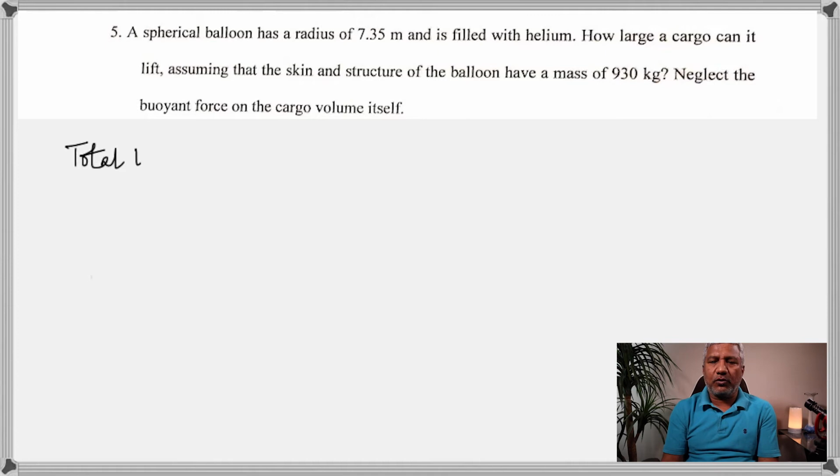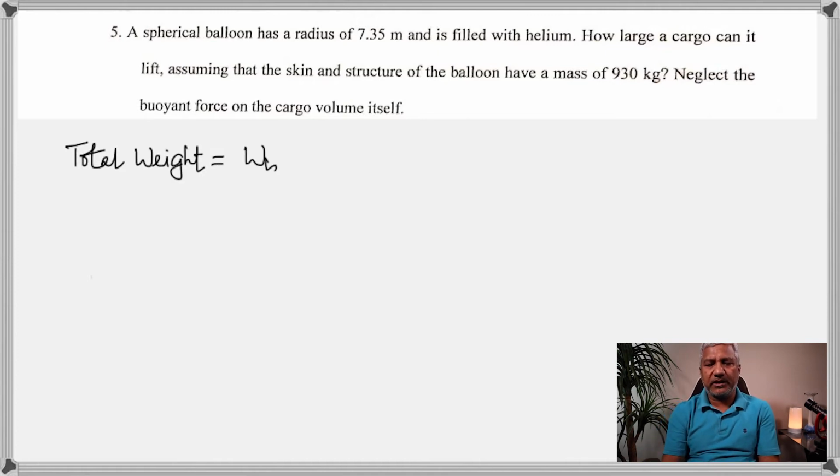Now, the weight is made up of the weight of the skin and the structure, the weight of the helium, and the weight of the cargo. So there are three parts. So when you add all these three weights, it should be equal to the total buoyant force. And how do we calculate the buoyant force? The buoyant force is the weight of air displaced, because air is the fluid in which the balloon is floating. So we're going to calculate the total weight of all of it together.